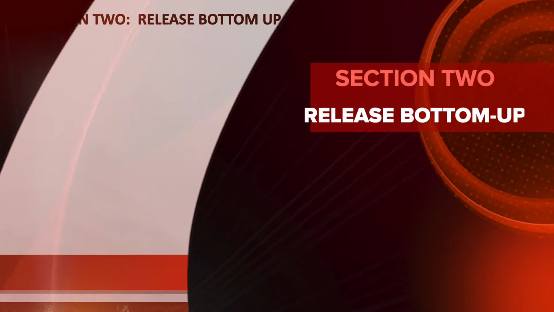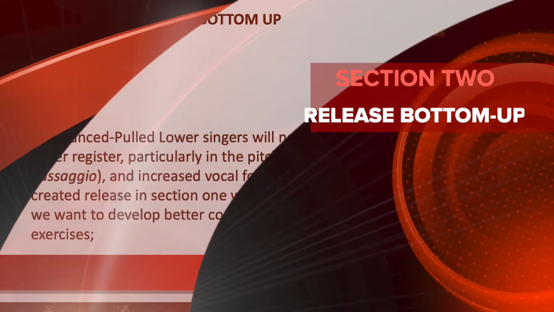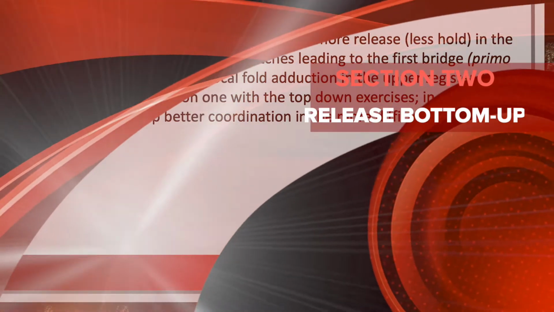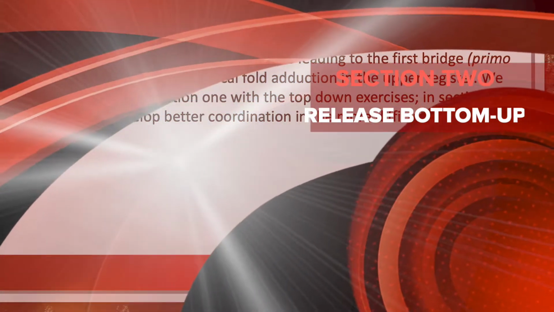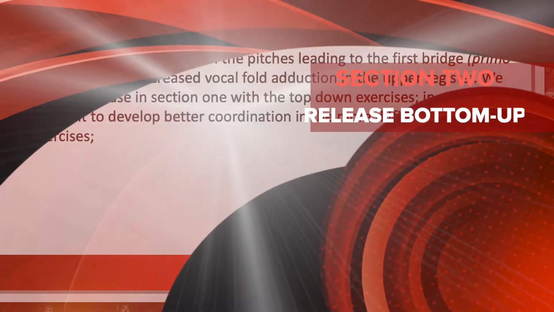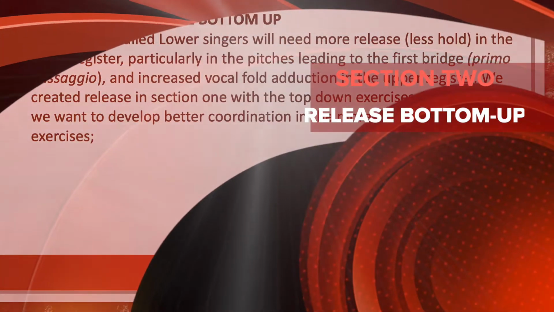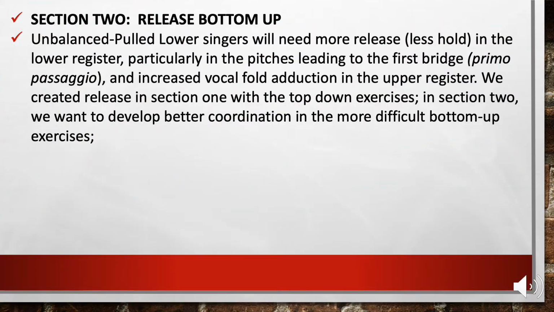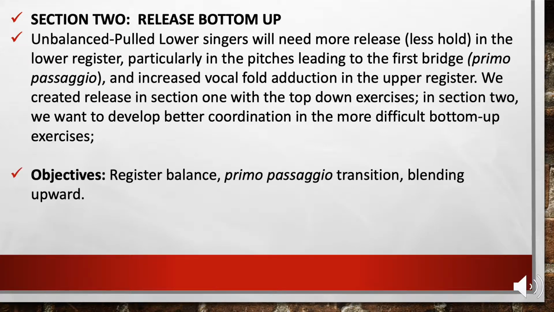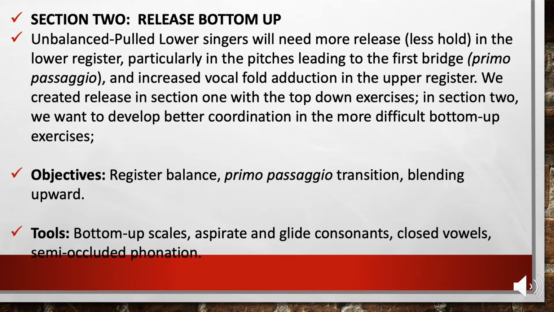Section 2, our release bottom-up exercises. Unbalanced pulled lower singers will need more release or less hold in the lower register, particularly in the pitches leading to the first bridge or primo passaggio, but they need increased vocal fold adduction in the upper register. We created release in Section 1 with the top-down exercises. In this current section, Section 2, we're going to develop better coordination in the more difficult bottom-up exercises. Our objectives are register balance, primo passaggio transition, and blending upward. Our tools are the bottom-up scales, aspirate and glide consonants, closed vowels, and if needed, semi-occluded phonation.